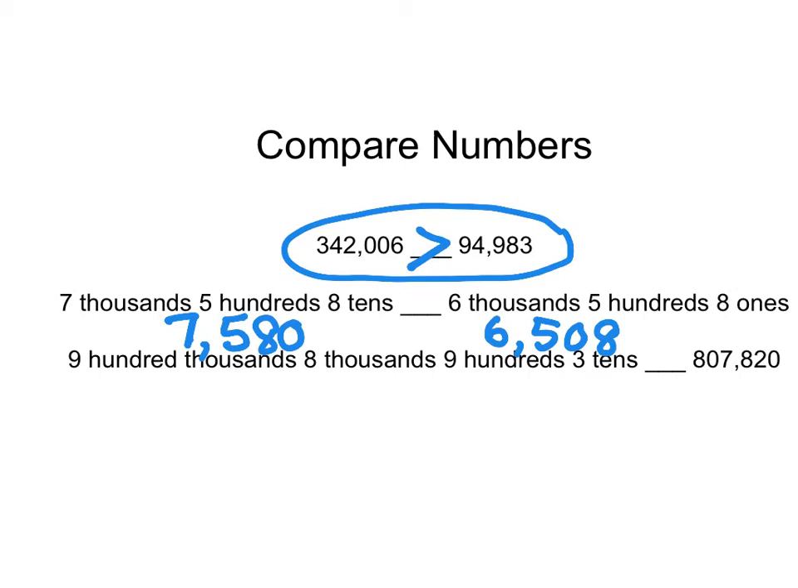So we can see right away as we're comparing, we're going to start with the largest unit to compare. Both of these have thousands, but one has 7,000, one has 6,000. So obviously the one with 7,000 is going to be larger than the one with 6,000.